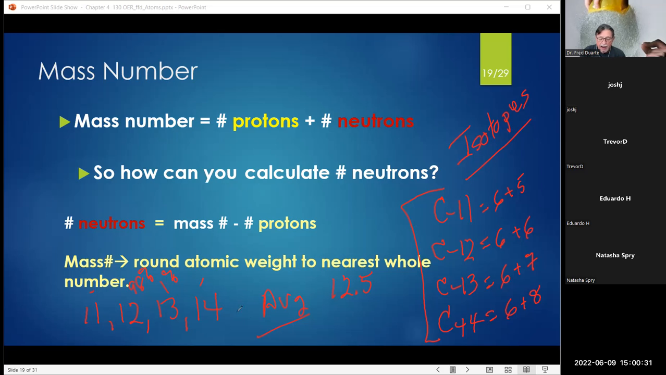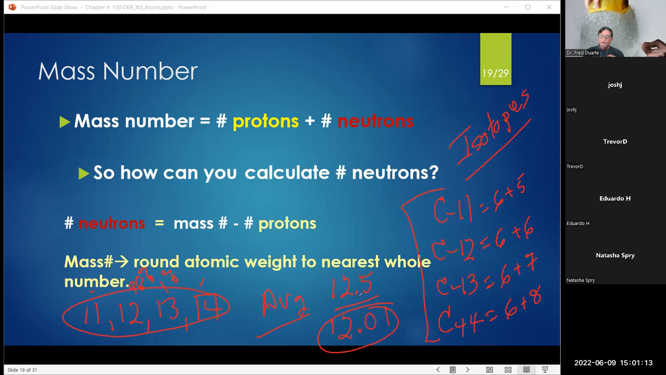Here's the deal. When I average these numbers out now, and I account for the fact that they have different percentages, just like your grade, where there's a percentage for this assignment, a percentage for that assignment, the result is, instead of a straightforward 12.5, the weighted average for these 4 isotopes, taking into account their percentage in nature, turns out to be 12.01. And that is the atomic weight that you see listed underneath the symbol of the element.